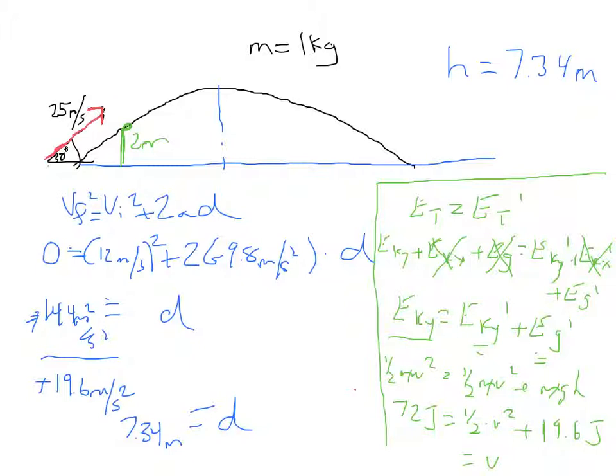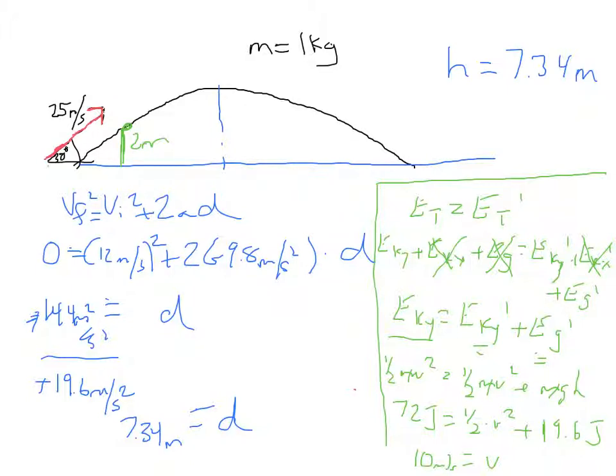And I get a value here of roughly 10 meters per second. Just to make sure that the answer makes sense, remember the y component, I started off with 12 meters per second. I'm slowing down. I'm going to a maximum of 7.3 meters. So at about the 2 meter mark, I shouldn't be too far off from my 12 meters per second. So the answer makes sense logistically.